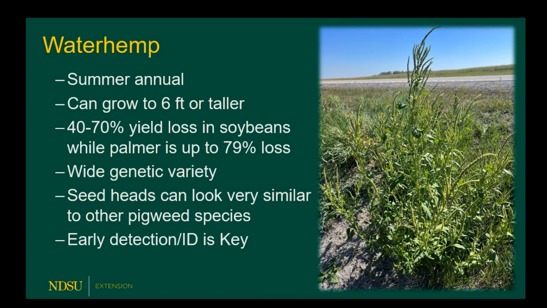It can cause 40 to 70% yield loss in your soybeans, while Palmer is up to 79% loss. And I wish I would have put the picture on here, but my dad sent one from Foster County, a picture of a field that was infested with water hemp, and you could barely see the soybeans. So it definitely can get out of control.